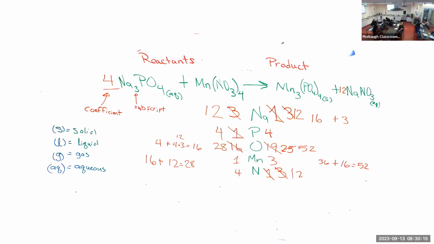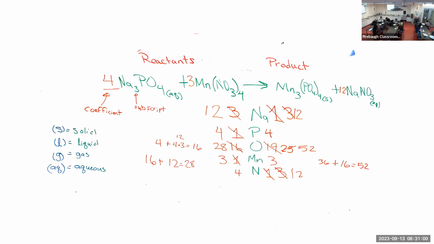Okay, so sodiums are good, phosphorus are good. These guys aren't. So we need to get our oxygens, our magnesiums, our manganese, and our nitrogens correct. So, what do you guys think? Should we start off with? We should still save oxygen for last because it's a hot mess, right? So, if I want to get my manganese correct, what do you guys think we need to multiply? 3. So, I'm going to put a 3 here. So then that will give me a total of 3 manganese.